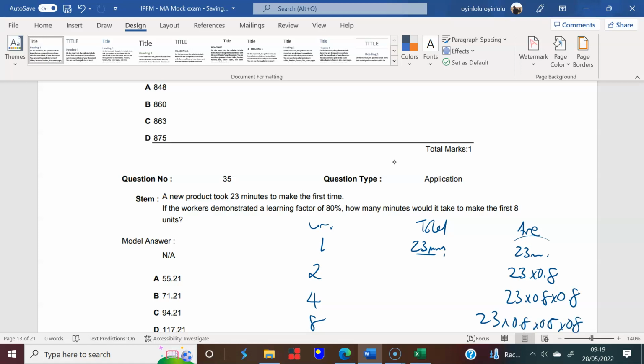This question is asking, how long would it take to make the first 8 units? It wants the total. This is the average time to make one of these units, so I just need to multiply that by 8. Let's find this to make sure we're happy. 23 times 0.8 times 0.8 times 0.8 is 11.776. So the total time to make those 8 units would be to multiply that by 8, and I have 94.21. Great, and that brings us to the end of that next set of 5 questions.